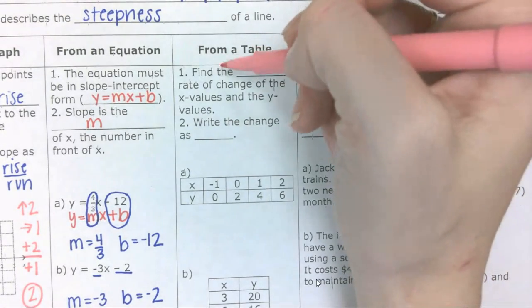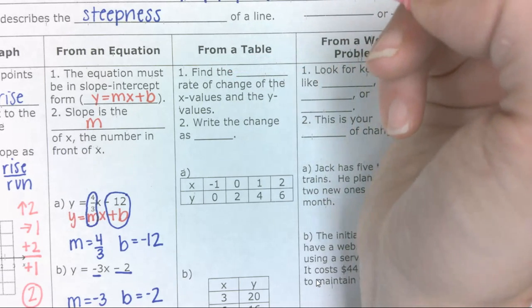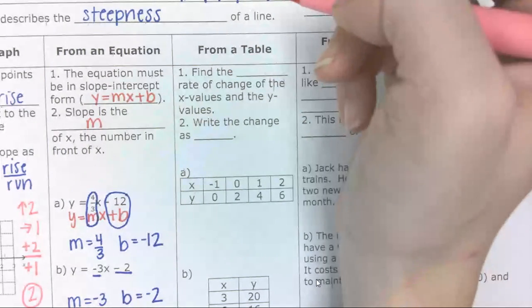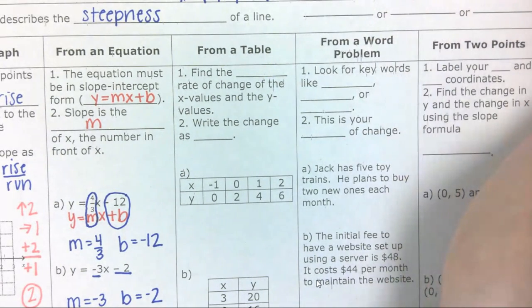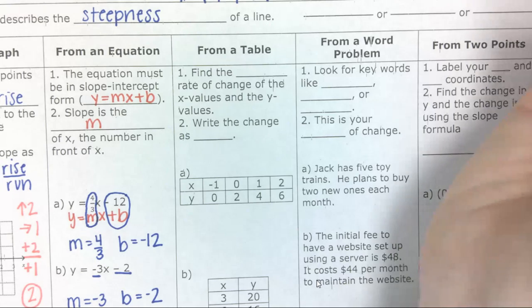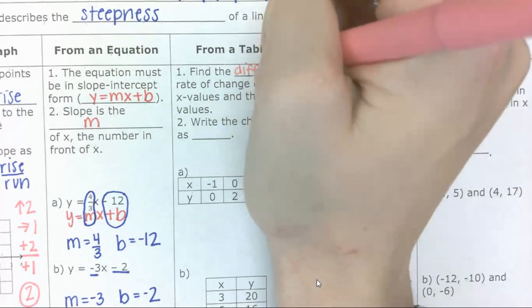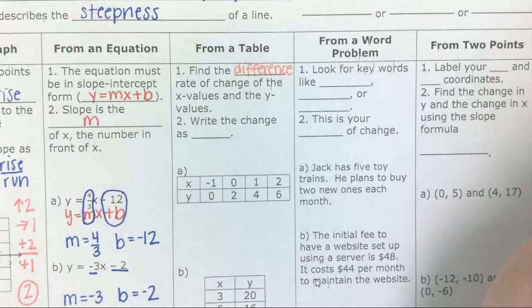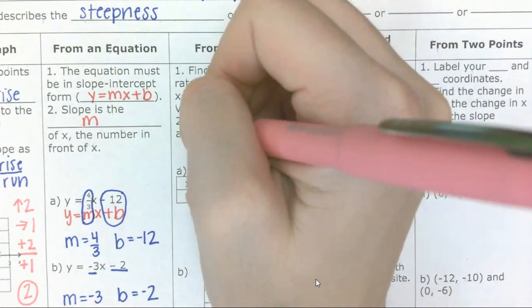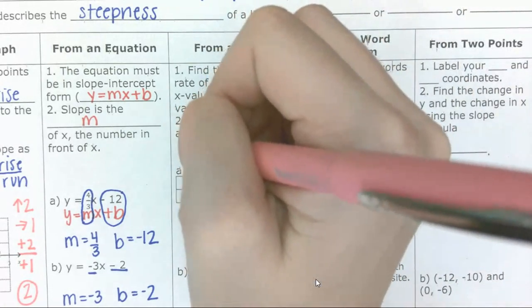Okay, the third way is finding it from a table. So what we need to do is figure out how much the x values are changing and the y values are changing. So typically we'll say the rate of change of the x values and the y values. And the way that you write it, we use this symbol. It's a triangle, it means delta. It stands for the change in y over the change in x.